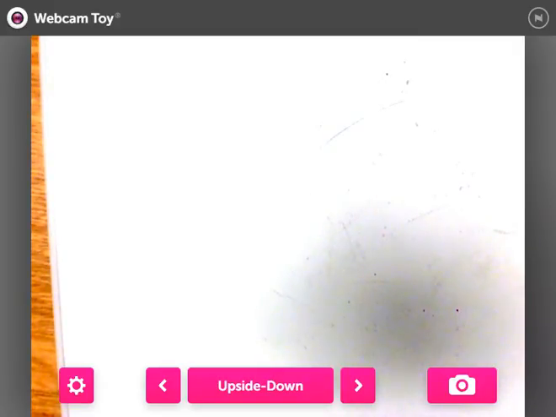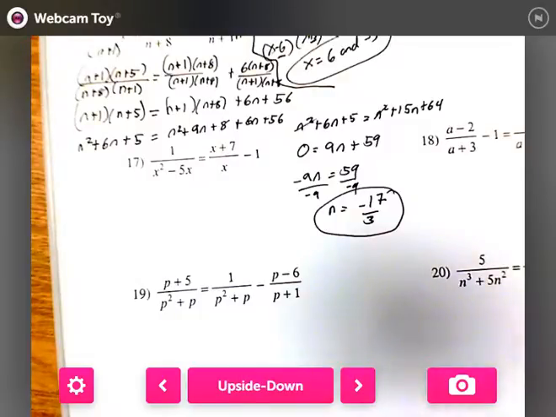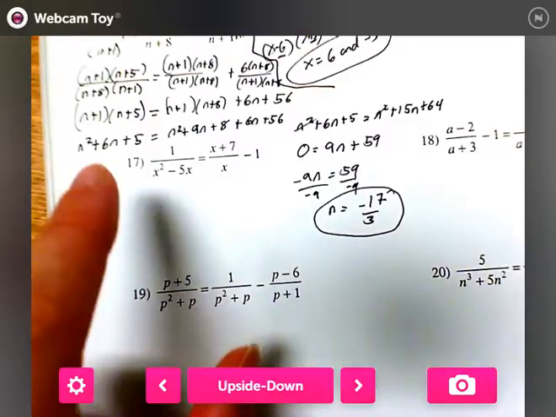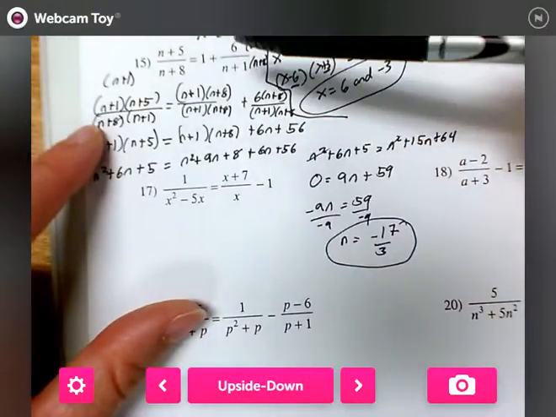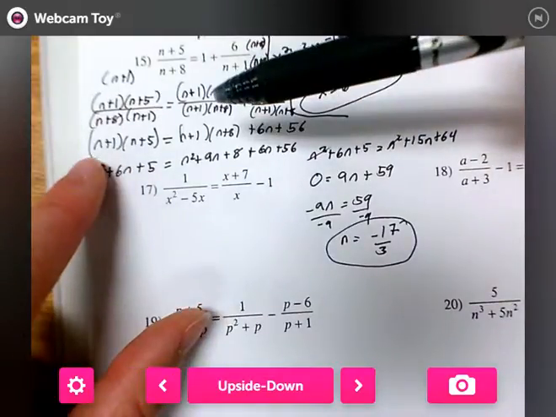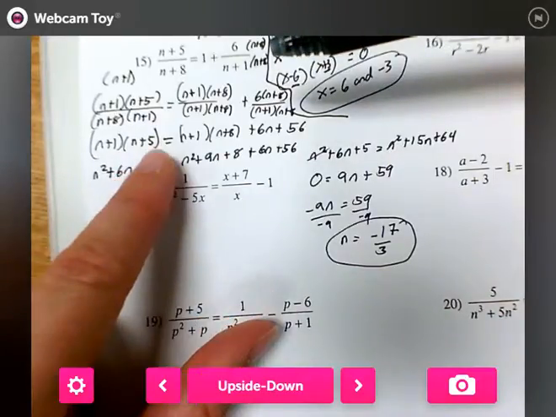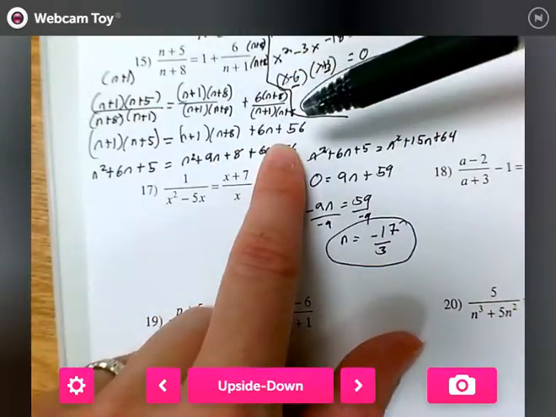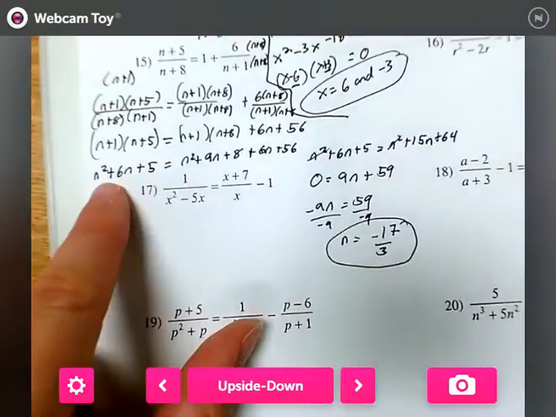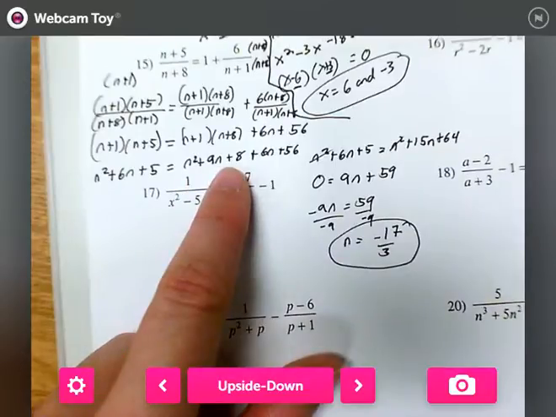Jalen, you're correct. All right, so ladies and gentlemen, our answer is n equals -17/3. So it was a little bit complicated. We had to multiply everything by n plus 1 or by n plus 8. Then you're going to get n plus 1 times n plus 5 equals n plus 1 times n plus 8 plus 6n plus 56. Then we multiply it out and we get n squared plus 6n plus 5 equals n squared plus 9n plus 8, plus 6n plus 56.